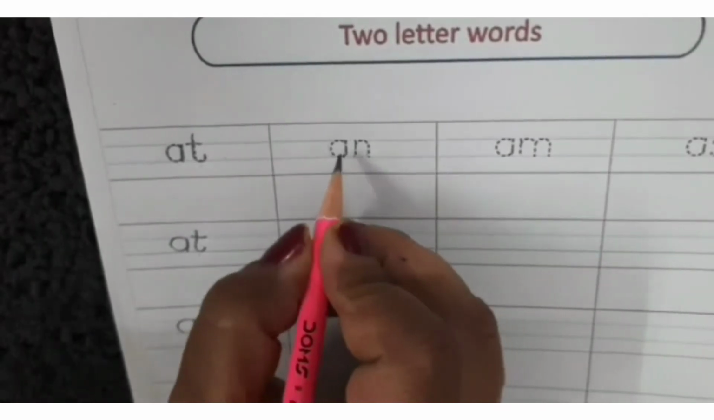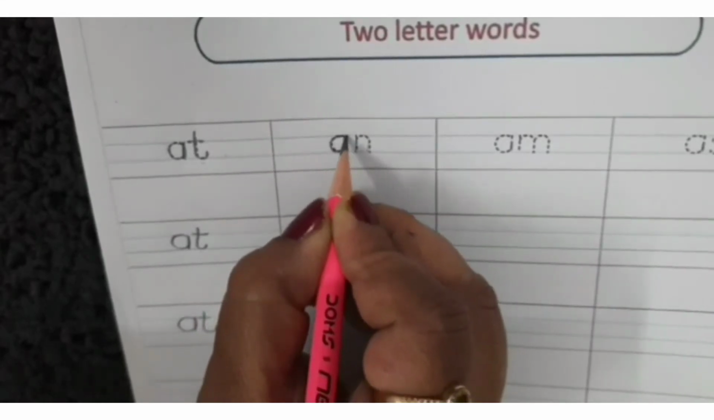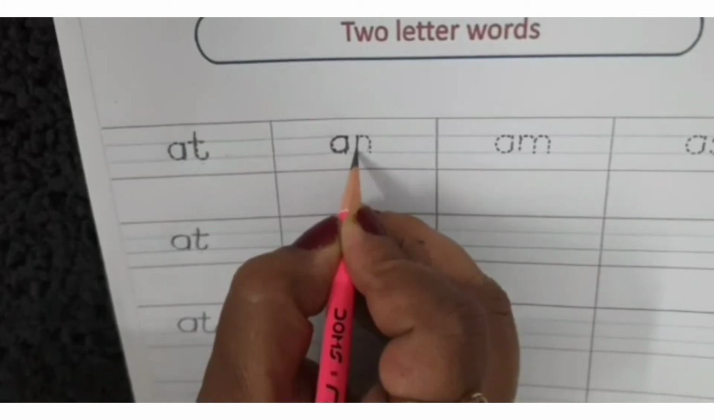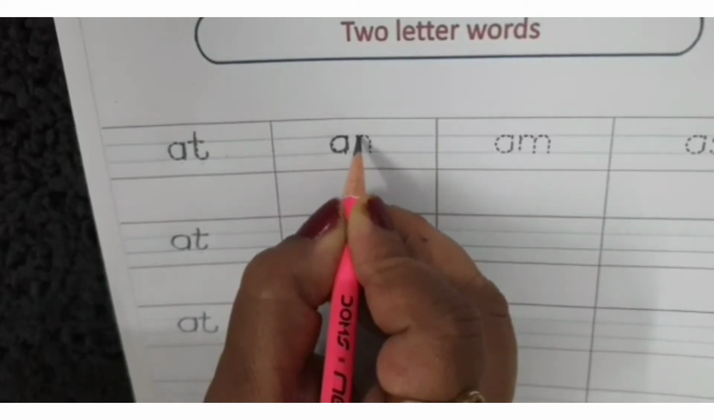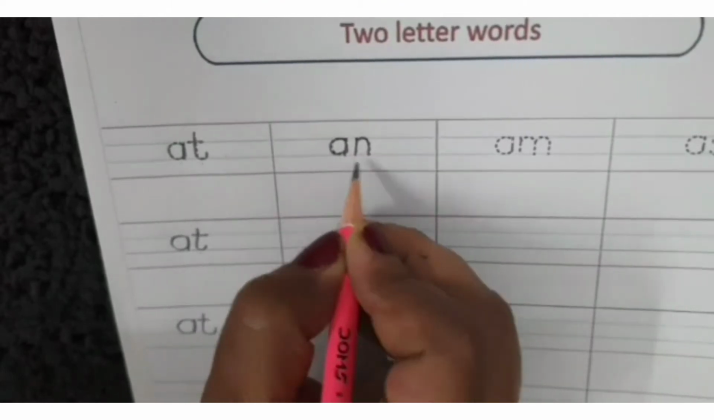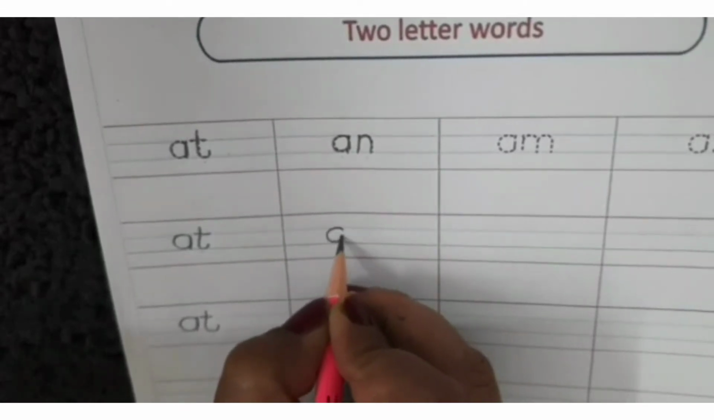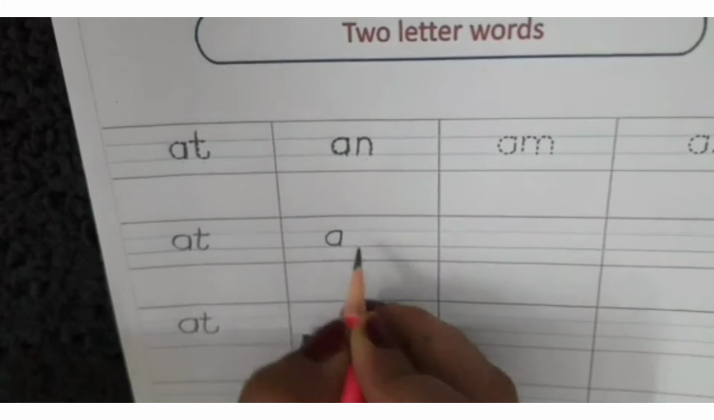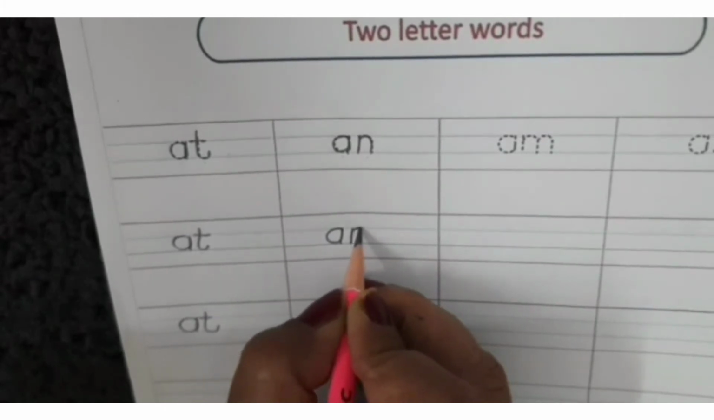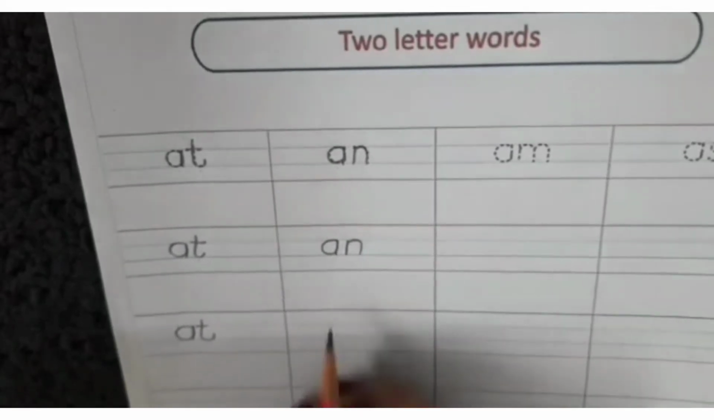A-N. Let us trace it. C curve, go up, come down straight. Standing line, go reverse back up. Make a curve, come down straight. N. A-N. C curve, go up, come down straight. And standing line, go up, make a curve, come down straight. A-N.